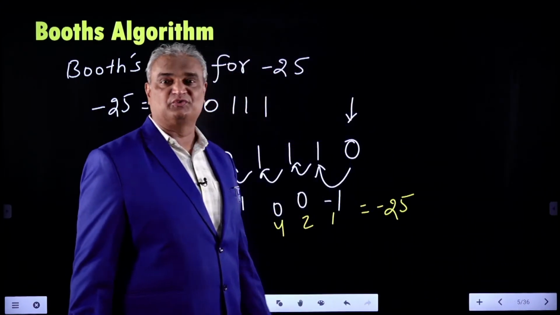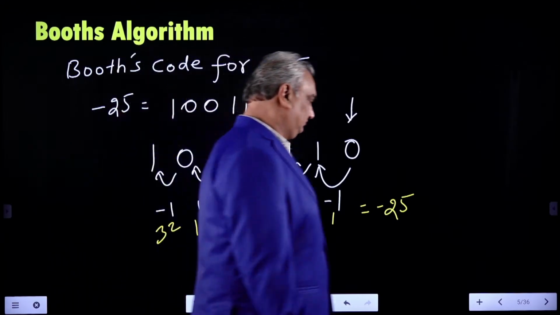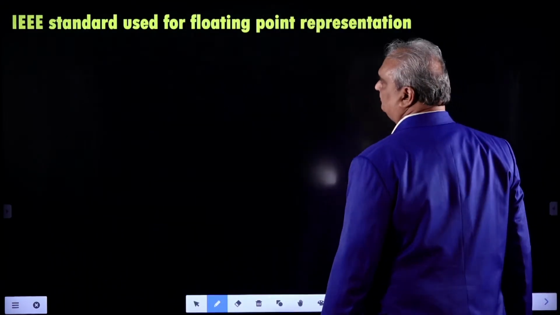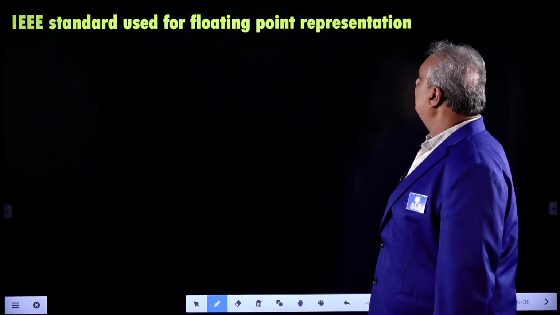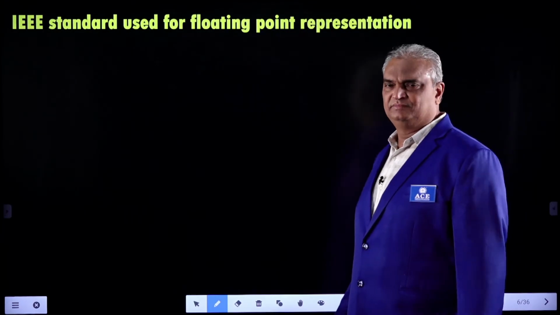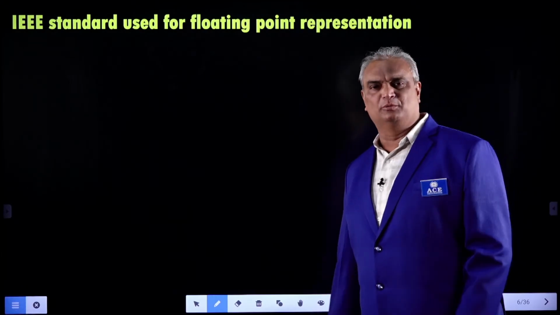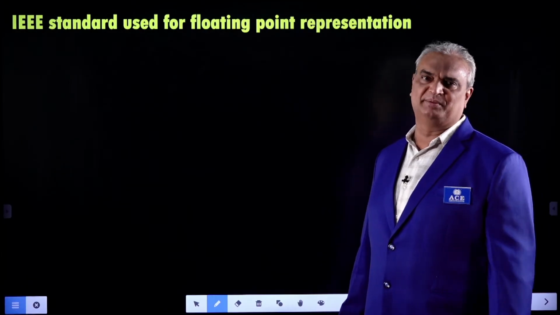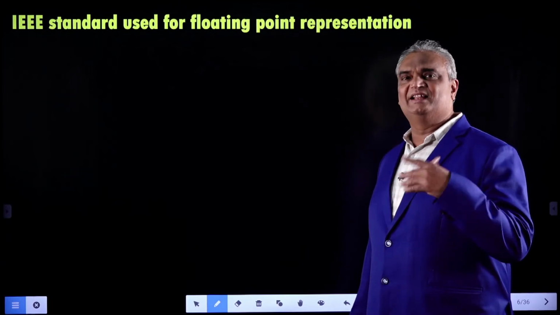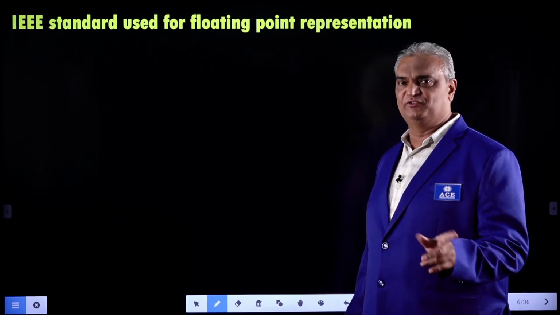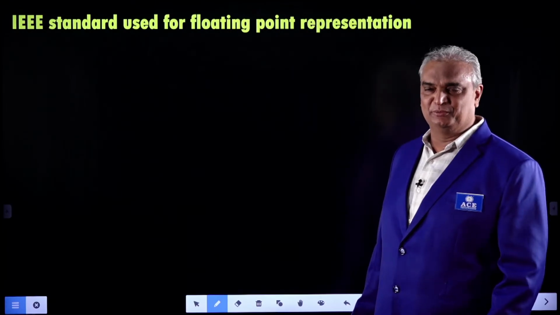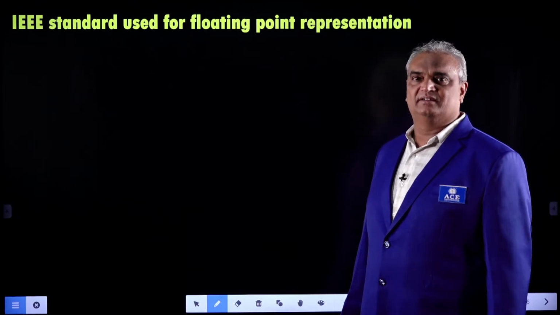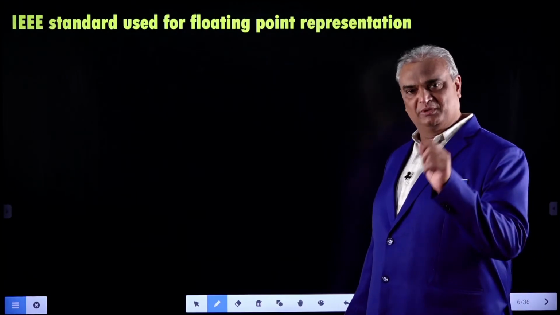This technique is more useful. Next, the IEEE standard used for floating point representation. Generally, there are two methods: 32-bit and 64-bit. Earlier, there were no GATE questions on 64-bit. We had many questions on only 32-bit. In the 2022 paper also, we had a 2 mark question.